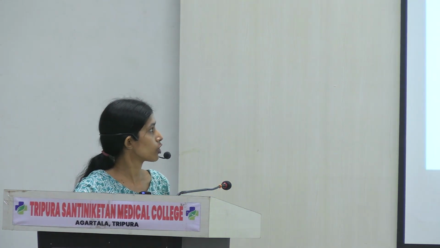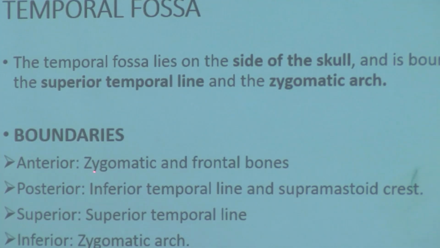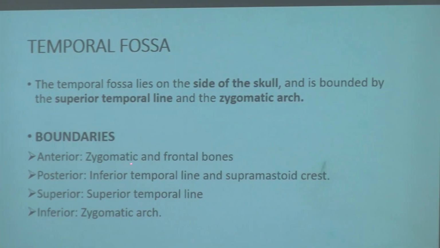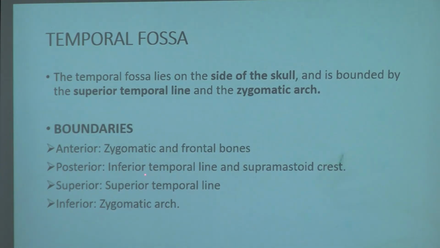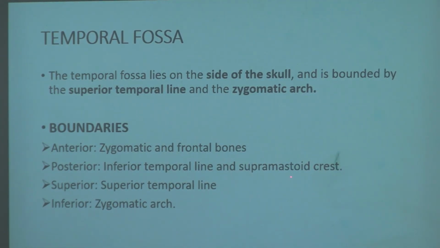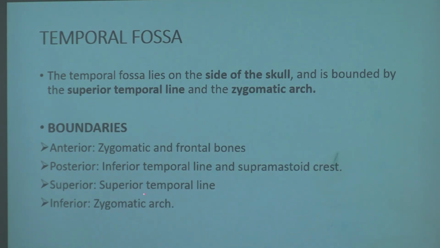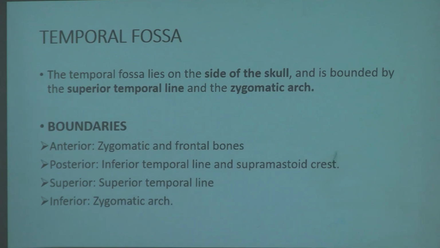The boundaries of your temporal fossa: anteriorly it is bounded by zygomatic and frontal bones, posteriorly it is bounded by inferior temporal line and also by the supramastoid crest, superiorly it is bounded by superior temporal line and inferiorly it is bounded by zygomatic arch. Where can you see the inferior temporal line and superior temporal line?